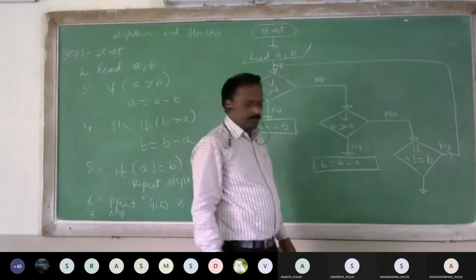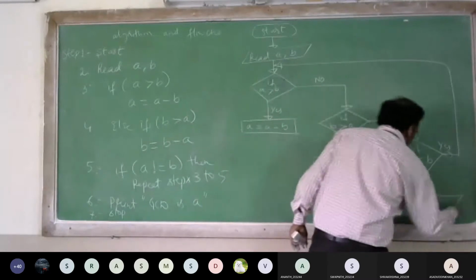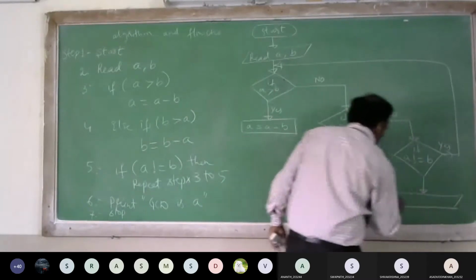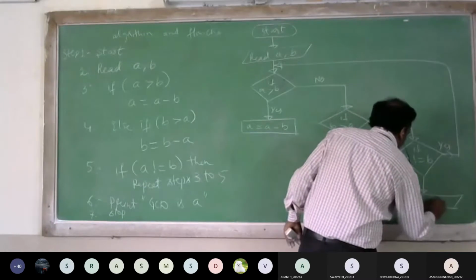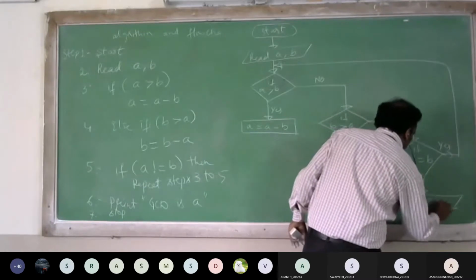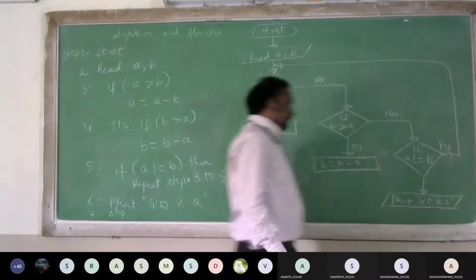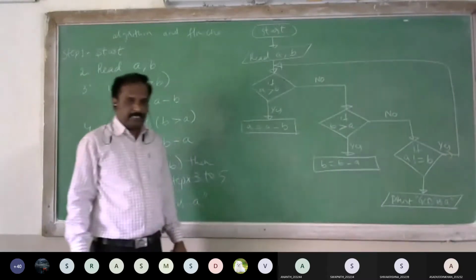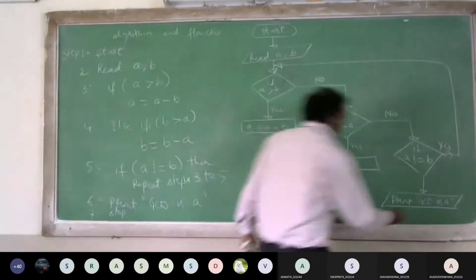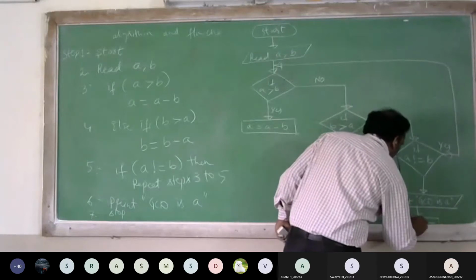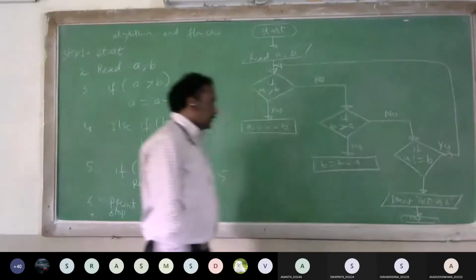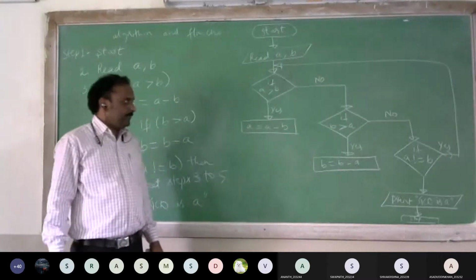When both are equal, then print GCD is A. Then stop.